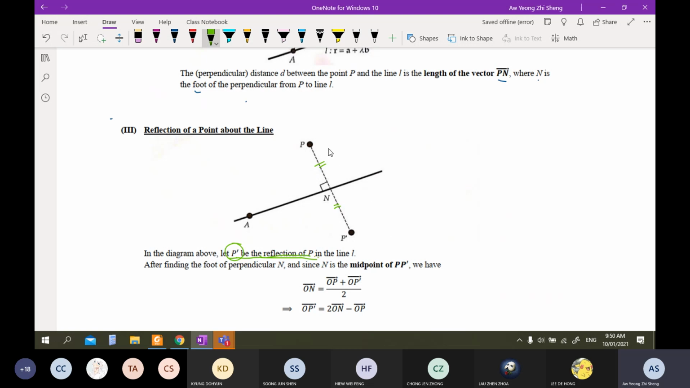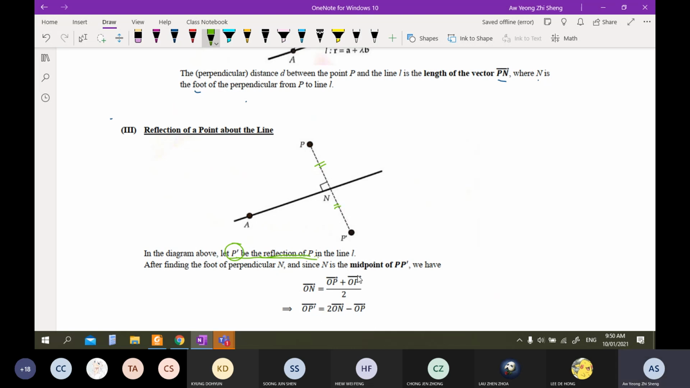Then you make use of the midpoint formula, where ON is the midpoint of P and P prime, so ON is the average of OP and OP prime. And then just by a simple rearrangement of the equation, you can get an expression for OP prime. Then you'll be able to compute.